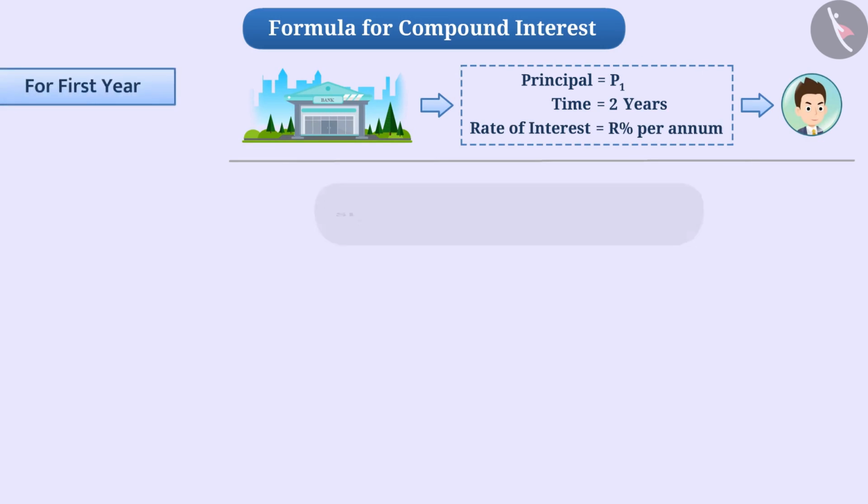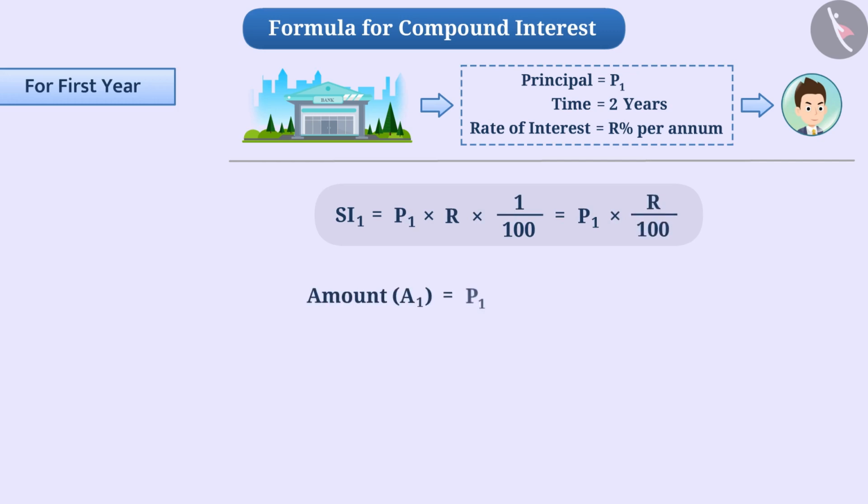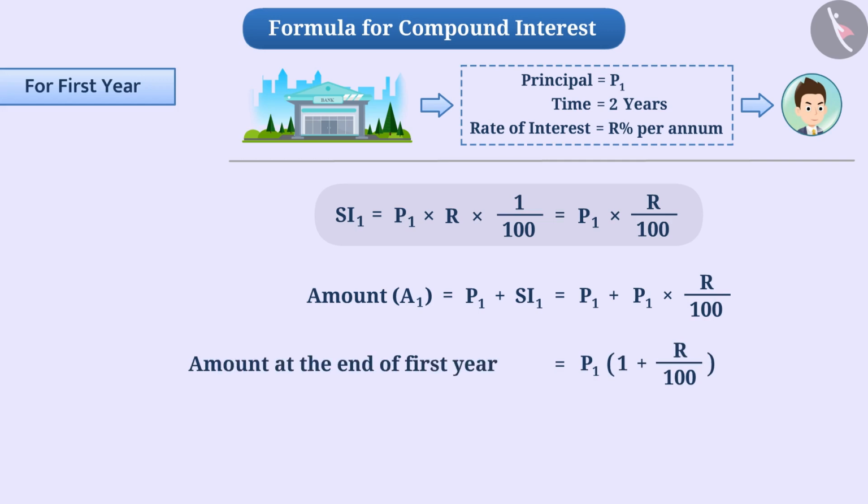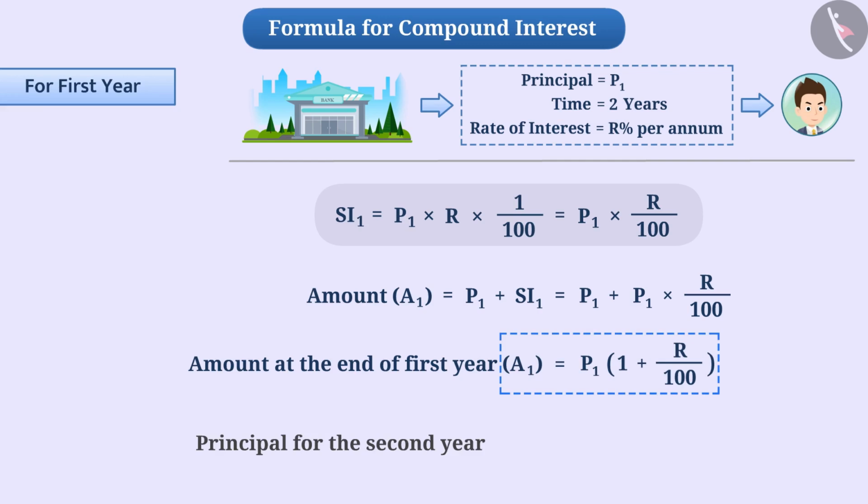For first year, SI1 is equal to P1 multiplied by R multiplied by 1 by 100, is equal to P1R by 100, and amount A1 is equal to P1 plus SI1, means P1 plus P1R by 100, is equal to P1 into bracket 1 plus R by 100. In this way, amount at the end of first year will be A1 is equal to P1 into bracket 1 plus R by 100. This amount will be the principal for second year, means P2 is equal to A1 is equal to P1 into bracket 1 plus R by 100.